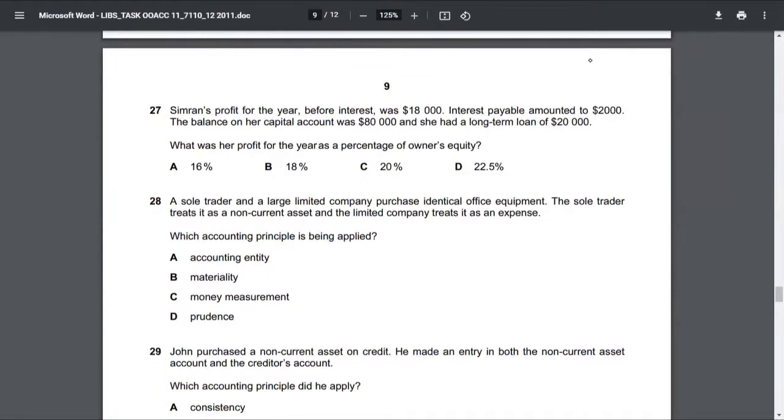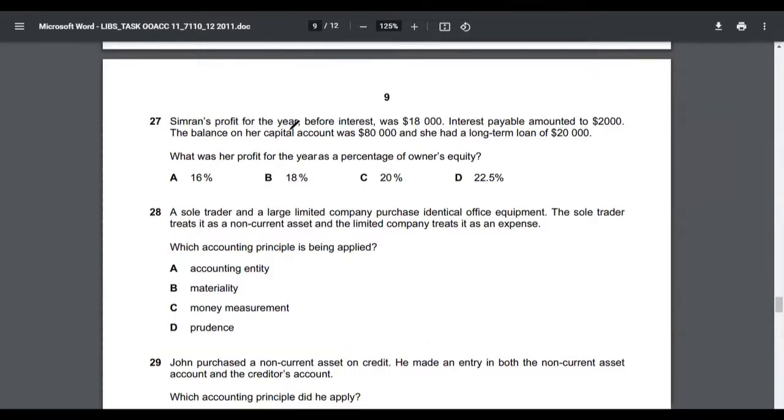Multiple choice 27. Simran's profits for the year before interest was $18,000. Interest payable amounted to $2,000. The balance on her capital account was $80,000 and she had a long-term loan of $20,000. What was her profit for the year as a percentage of owner's equity? So we need to calculate the return on equity.